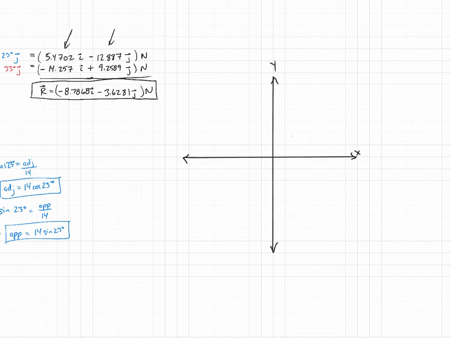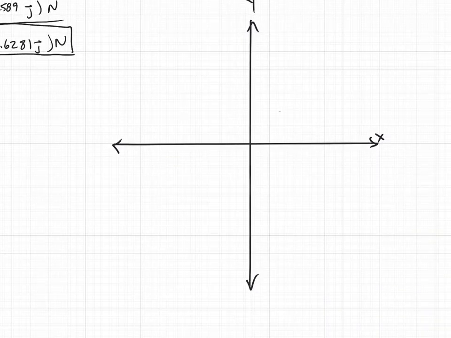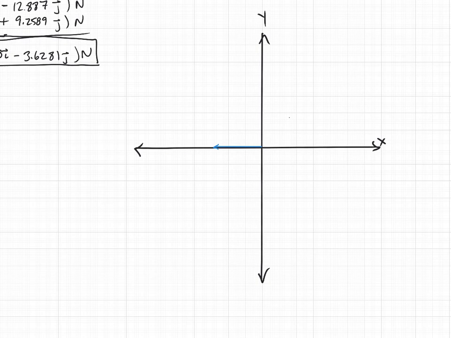All right, so what we're going to do is, I'm going to do this in blue so it shows up. I'm going to go negative 8.78. Let me zoom in here. Okay, so I'm going to go 3 of these squares, basically. Negative 8.78, so it's about right there in the x direction, and then negative 3.6 in the y direction.